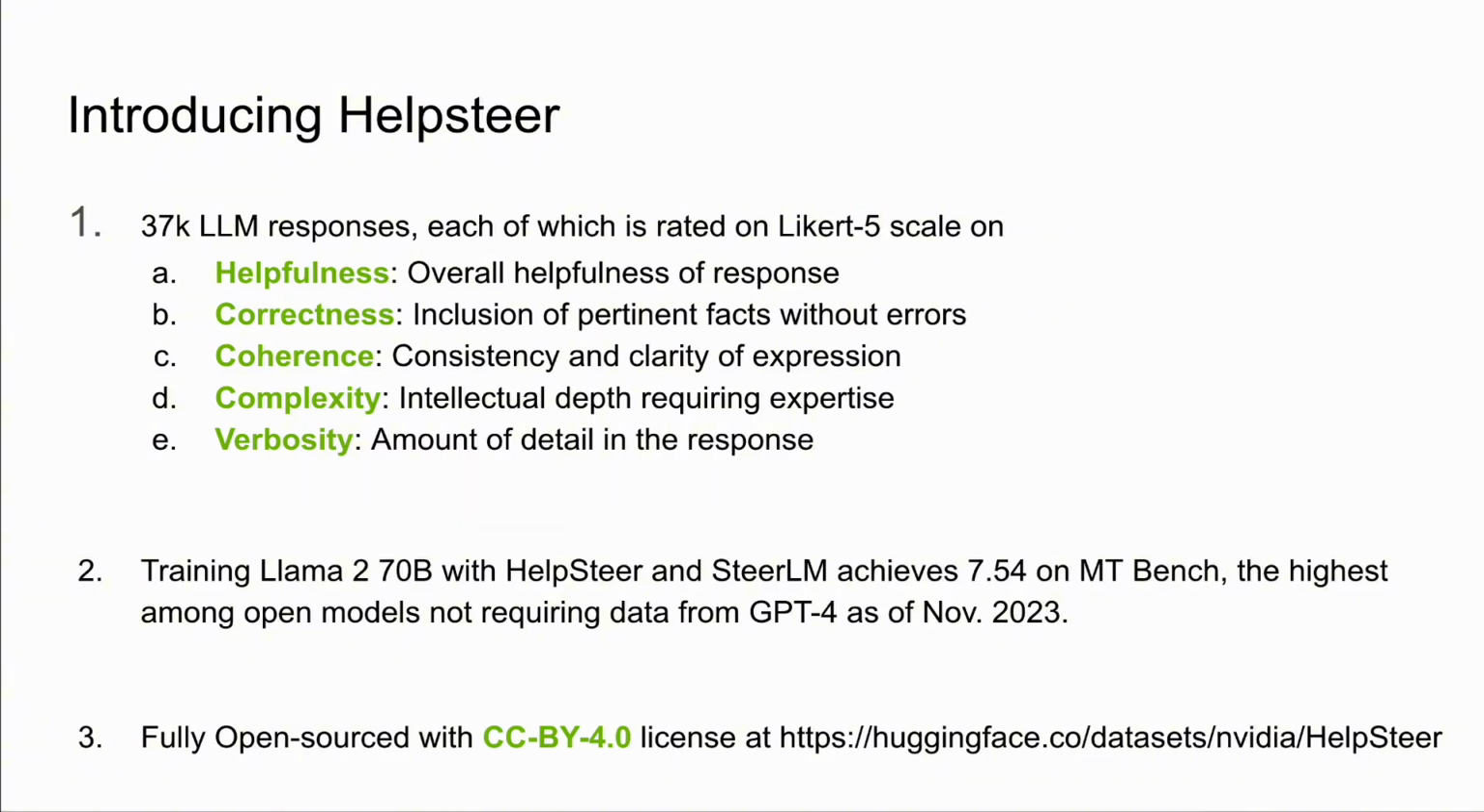Because of that, we annotated our own dataset, and this dataset is called HelpSteer. It consists of 37K LM responses, each with a Likert 5 scale ranking on 5 attributes: helpfulness, correctness, coherence, complexity, and verbosity. We trained what was at that time one of the best open source models, Llama 2 70B, with HelpSteer and the SteerLM method. This helped us achieve 7.54 on MT-Bench, which is the highest amongst models not requiring data from GPT-4 at that time. We then fully open sourced this dataset on Hugging Face.